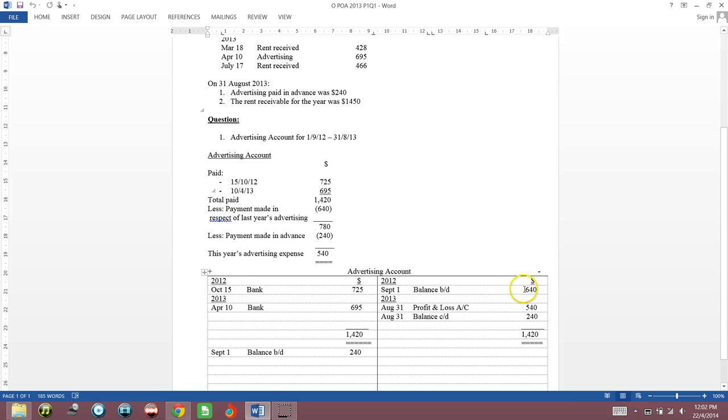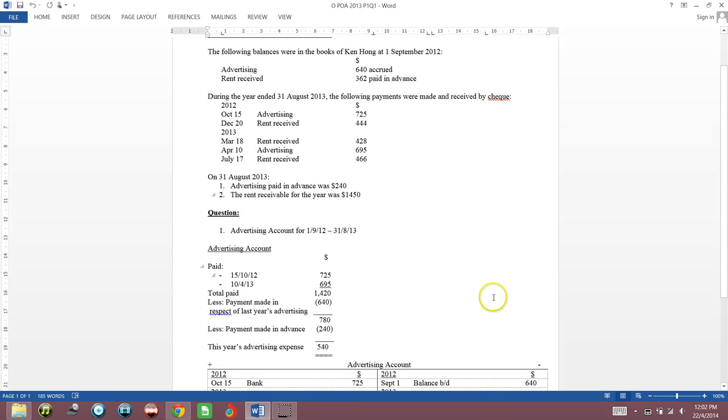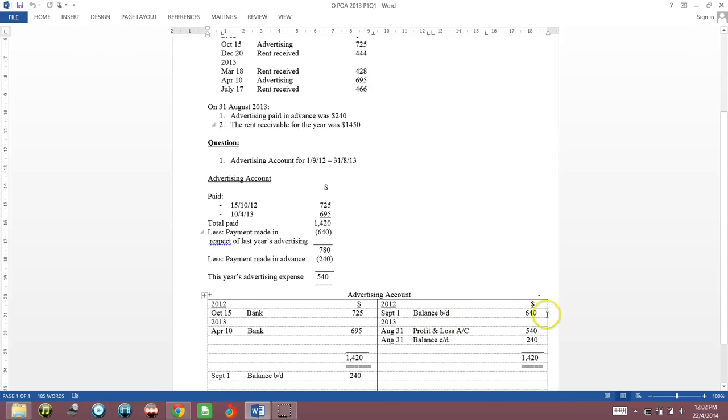Put 640, because it's a liability. Therefore it is a credit balance. If it's a credit balance, the balance brought down would be on the credit side. If you want to look at this, it's also true. You take the bank and then you less here payment made in respect of last year advertising. So this side is less. If you think of it this way, you put it on this side, it's also correct. So this is the balance brought down. It should be on the credit side.